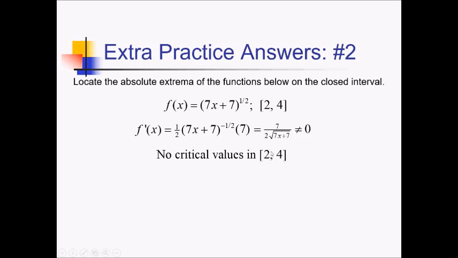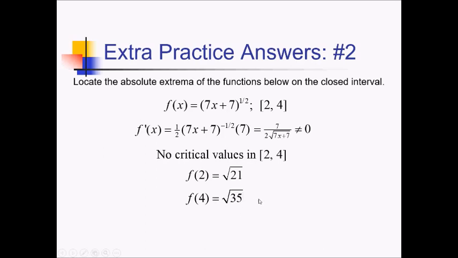So we just have to test 2 and 4 now. Let's do f of 2 to start with. So that's going to be the square root of 7 times 2 plus 7. That's just the square root of 21. We also need to do f of 4. That's the square root of 7 times 4 plus 7, so that's 28 plus 7, or 35, square rooted.